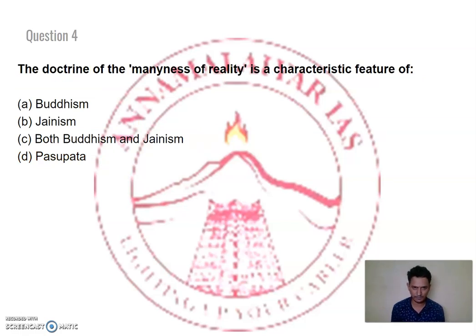The doctrine of manyness of reality is a characteristic feature of Buddhism. Option B, Jainism. C, both Buddhism and Jainism. And D, Pashupata sect. Right? So, doctrine of manyness. So, it is called as anekanta vada. Right? Anekanta vada belongs to Jainism. So, with respect to this doctrine, that is the doctrine of manyness, it in turn deals with such scenario where the truth can be complex, right? There can be manyness in truth, right? So that is what this concept explains. Next question.